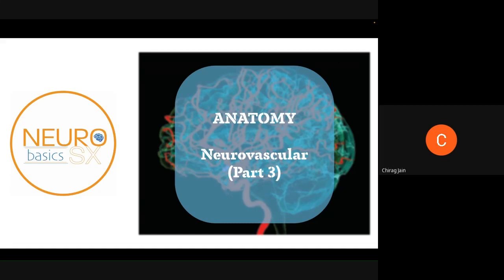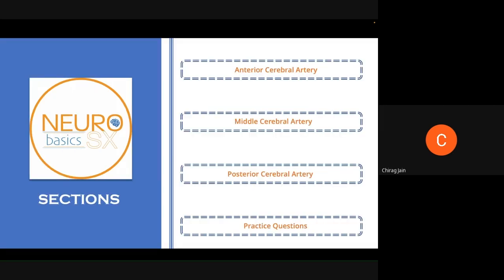Okay, so the topic for today's lecture is the third part of the neurovascular anatomy. And so I hope that people who are attending this class have attended the first and the second part. So today we'll be covering the topic of the cerebral arteries, and this is actually the most important part of neurovascular anatomy. So we'll cover it in a little bit of detail.